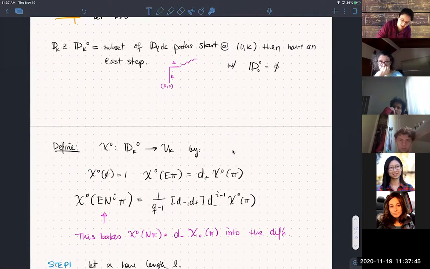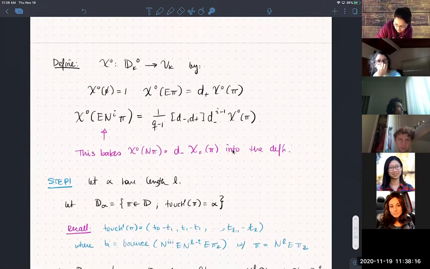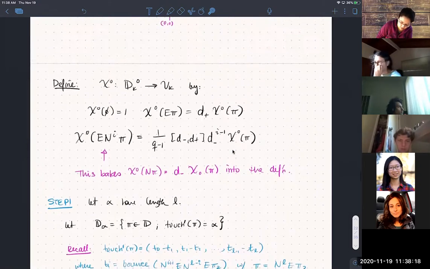And notice that I'm not writing in the definition that adding a north step corresponds to precomposing with a d minus. And the reason for that is that this is basically baked into this, right? So this is just literally saying, take our corollary, take the way that corollary was defining chi of pi 0, and just define a new function so that it's defined piecewise in this way, right? Good. So now we have this function, and we're gonna use it to get what we want.